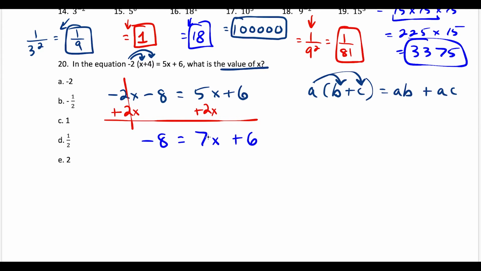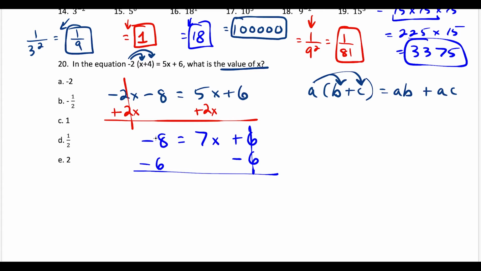And now to solve for x, notice this plus 6. To get rid of it, we're going to do the opposite, which is minus 6. The general idea when you're solving for x, when it's a linear equation, when it's x to the first power all around, is you want to just keep doing the opposite operations to get x by itself.